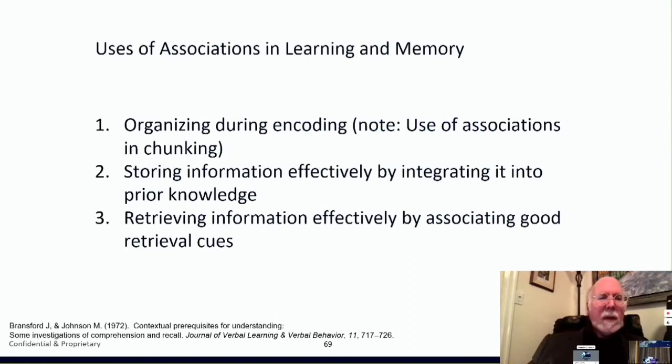So, uses of associations in learning and memory. One, organizing during encoding. I've emphasized this about the use of associations in chunking. Associations can be used to organize lots of things and make them manageable so you can remember them and store them more easily. Second, storing information effectively by integrating it into prior knowledge.